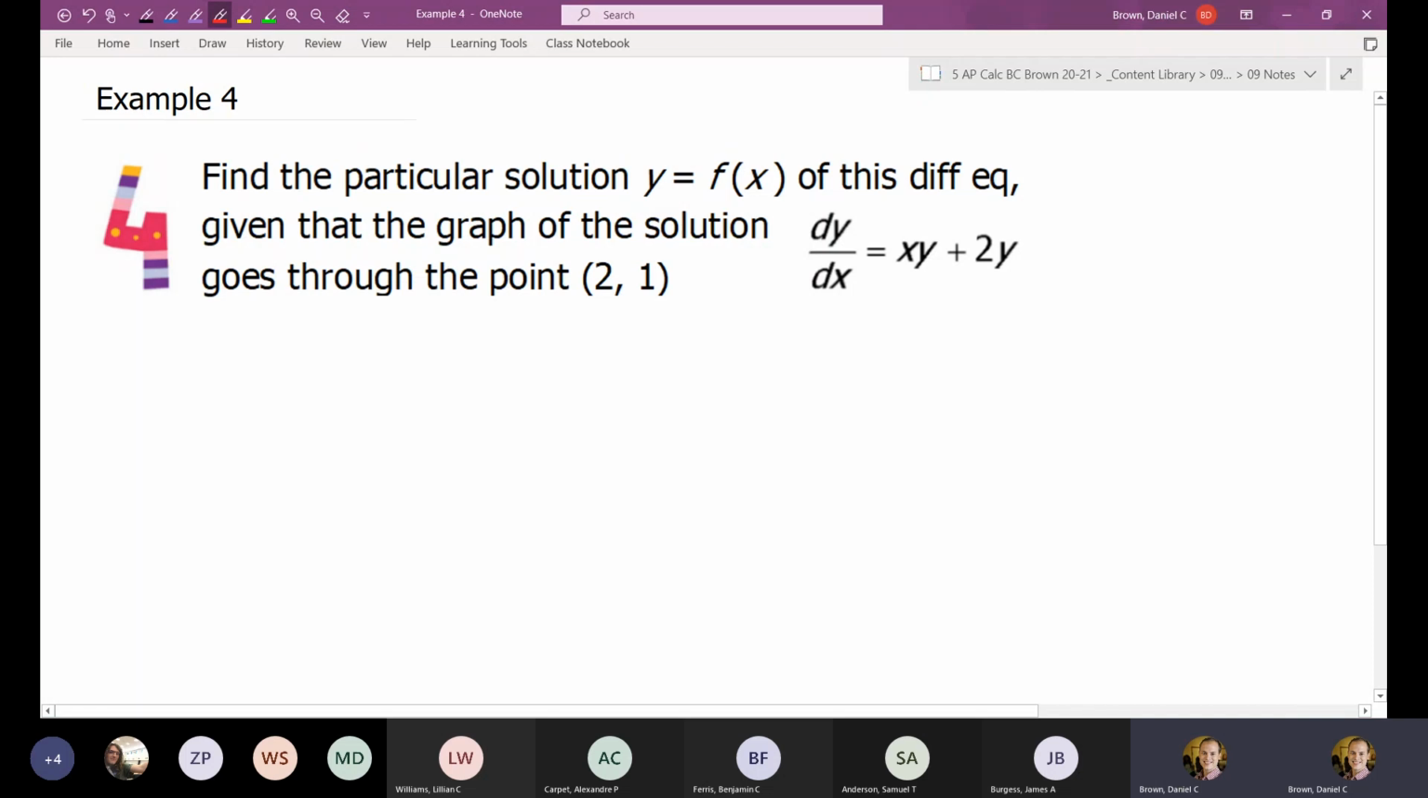So I have find the particular solution, y equals f of x. So we know that does mean a lot. We have to separate, integrate, find the initial condition, and then solve it for y equals. If you're stuck on separating this one, I would recommend factoring out the y first. But go ahead and try this one on your own. And I have one more problem to do after this, and that's where I'm going to stop at today.